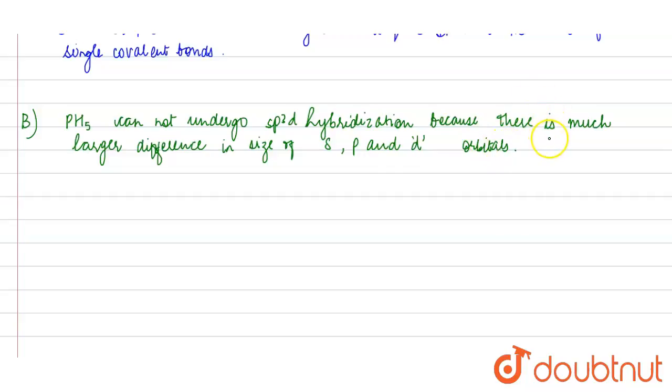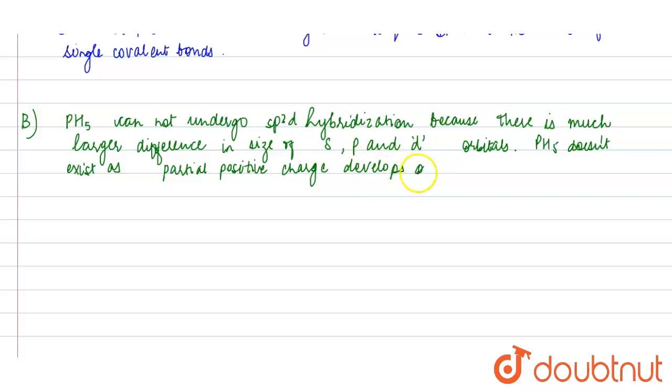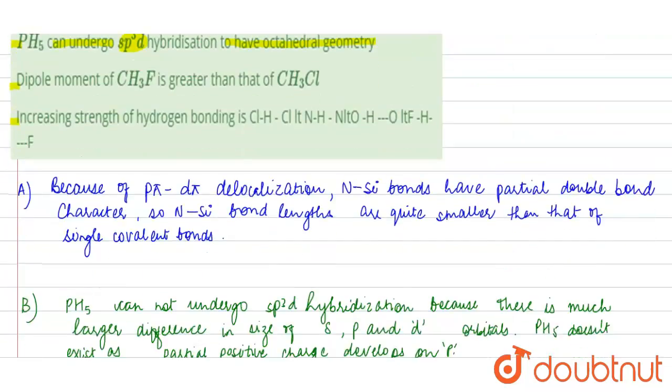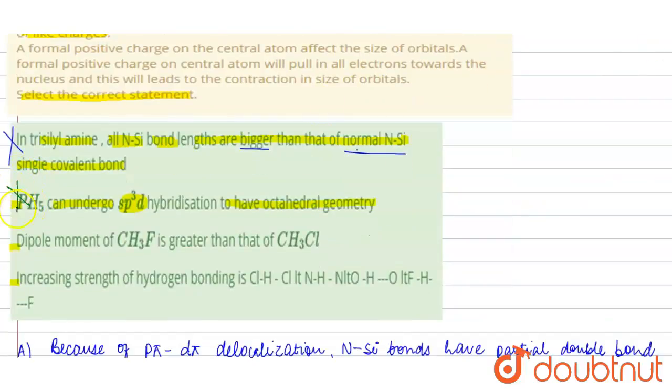PH5 does not exist as the partial positive charge develops on P. So here the second statement is also incorrect. Now let's check the third statement.